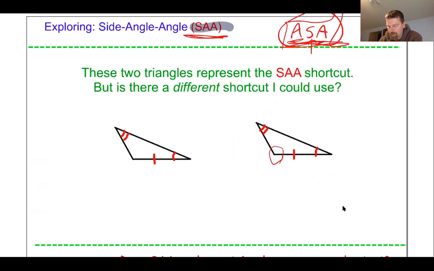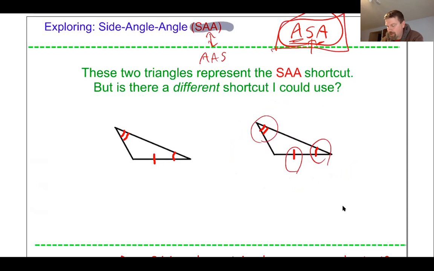It's side, angle, angle. Now, please note, side, angle, angle is the same thing as angle, angle, side. It's just in reverse, right? So those are the same thing. I could call it angle, angle, side. I could call it side, angle, angle. It works either way, right? Side, angle, angle if I go that direction, or angle, angle, side if I go that direction. I just can't call it angle, side, angle.